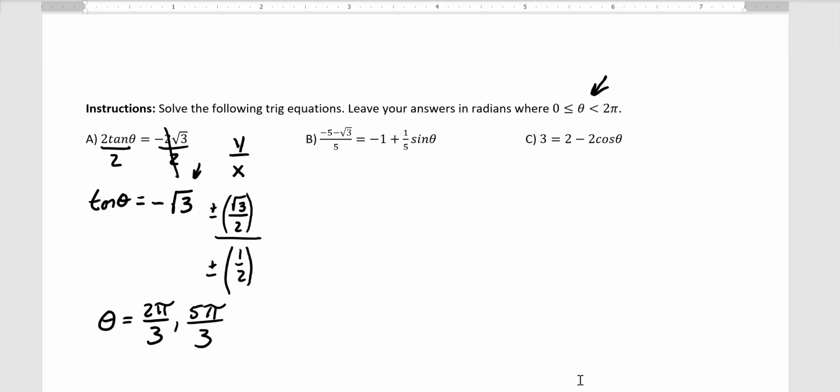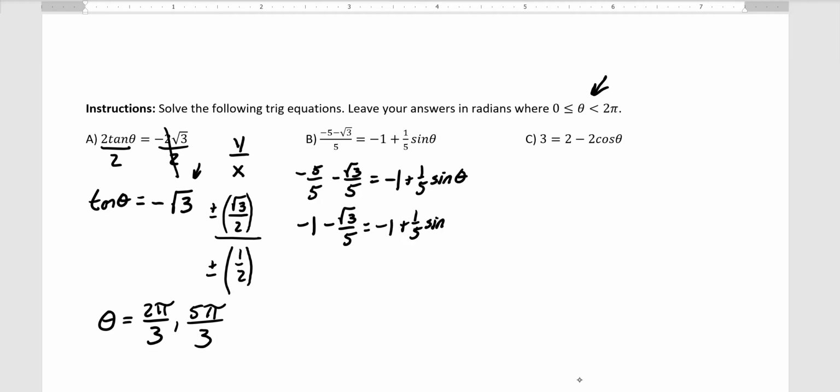Fantastic. All right, let's try letter B here. Now, letter B looks a little complicated, a little complex. Let's simplify this. Let's put all of this over 5 here. So minus root 3 over 5 equals -1 plus 1/5 sine of theta. Okay, so -5 divided by 5 is -1. So this is really -1 minus root 3 over 5 equals -1 plus 1/5 sine of theta.